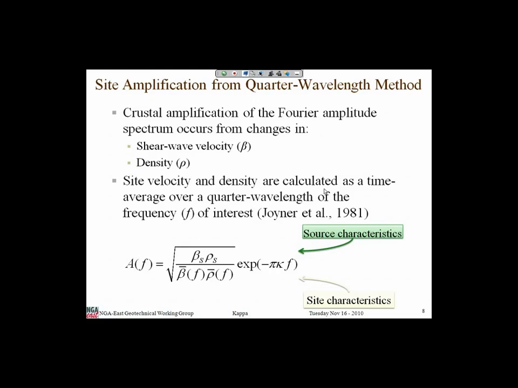Now A0 has a form. So you're just looking at the beta times rho, the density at the source, divided by the average beta, average shear wave velocity, and the average density over a quarter wavelength of the frequency you're looking at. And then you multiply by the kappa operator to give you damping.